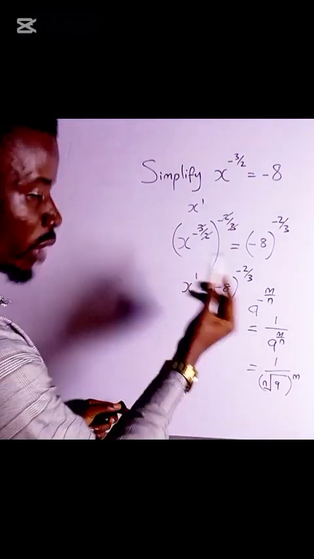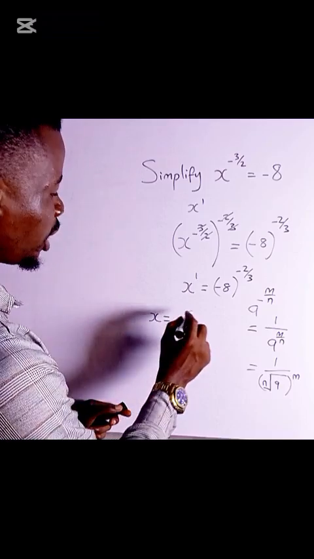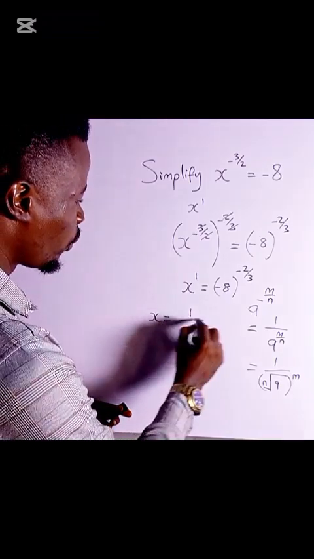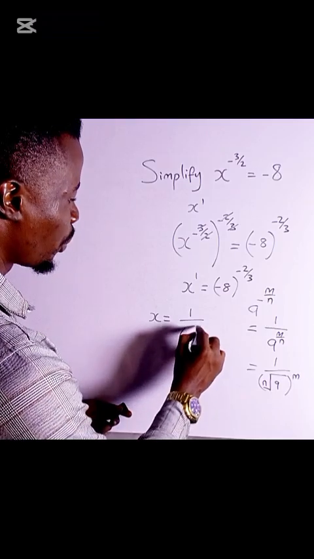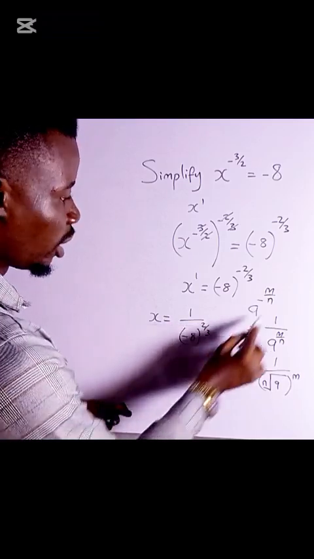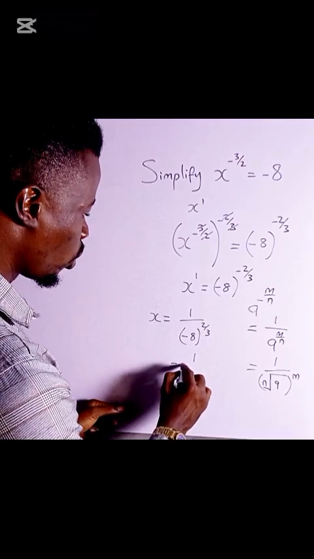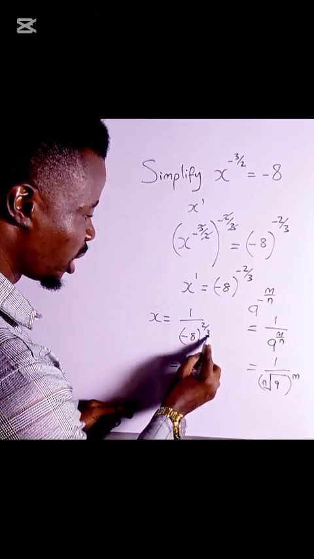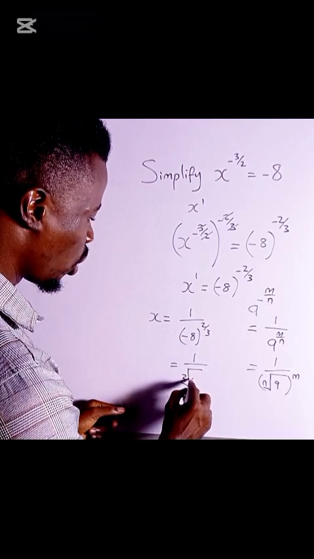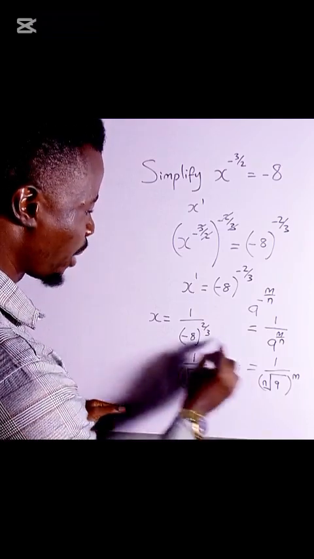So x to the power of 1 is x. So we can put our x here is equal to, now this becomes what? 1 over, now minus 8 raised to power what? 2 over 3, following this law, which gives us what? 1 over the cube root, the nth root, so this is our n, the cube root of minus 8 all raised to power m, which is square.